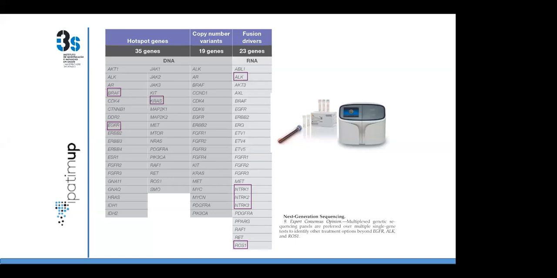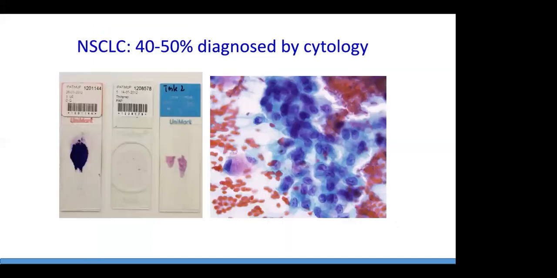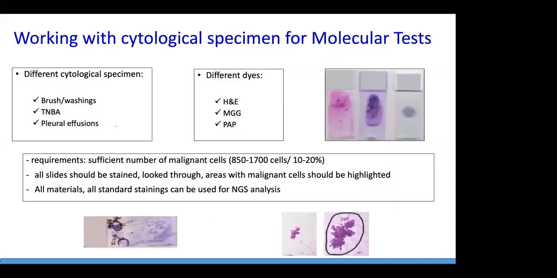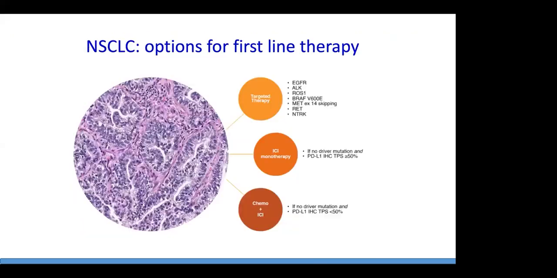Over all these important genes, in 40 to 50% of the cases we have only cytology. But the good news is that any type of cytological material can be used for NGS. Even if the slides were already stained, we can use them. What we need is a sufficient number of malignant cells. If we have that, all material can be studied by NGS.